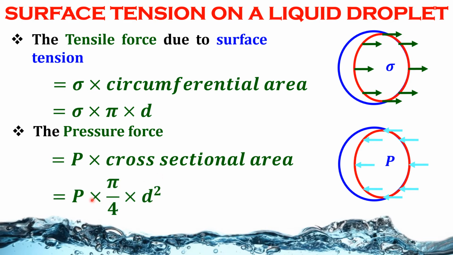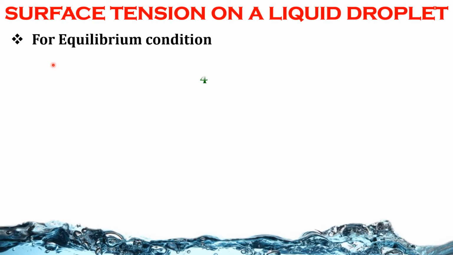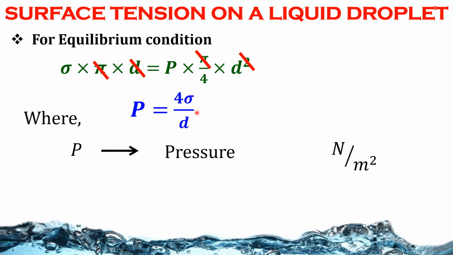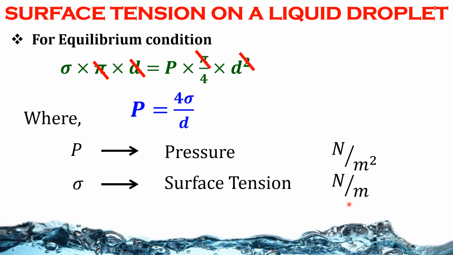Therefore, it will be equal to P into pi by 4 into d square. For an equilibrium condition, the sum of forces should be equal to 0. So first, I am going to say sigma into pi into d is equal to P into pi by 4 into d square, where your pi and your d will be cancelled. From here, further simplification, we get P is equal to 4 sigma by d, where P is your pressure in Newton per meter square, sigma is your surface tension in Newton per meter, and d is your diameter of your droplet in meter.